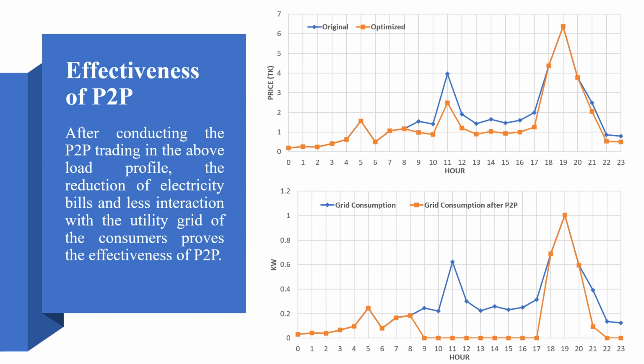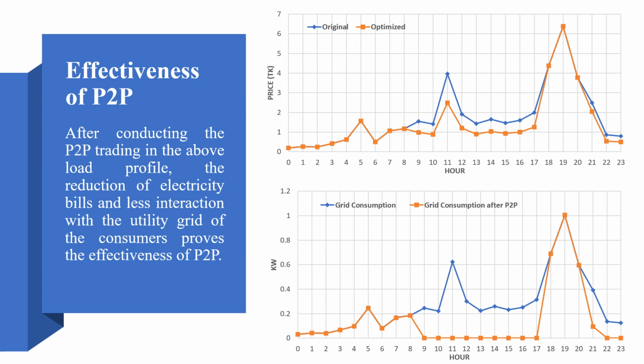Now we are going to determine the effectiveness of P2P. After conducting the P2P trading in the above load profile, we can observe the reduction of utility bills and interaction with the utility grid of the consumer. The first graph shows the reduction of utility bills. As you can see, this blue line indicates the electricity bills per hour, but after the P2P has been implemented, we can see the reduction of the utility bills by a certain margin.